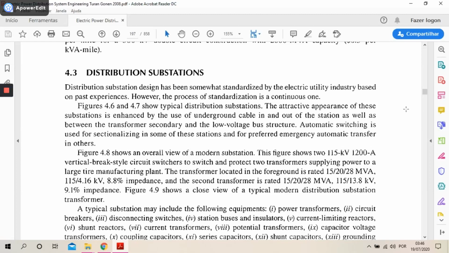Distribution substation costs and bus schemes.